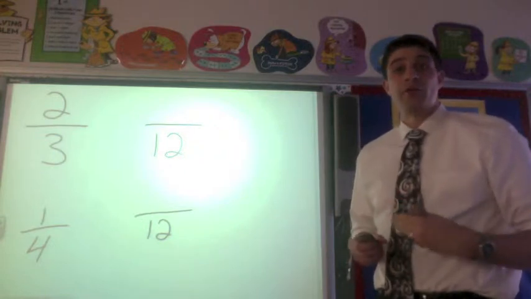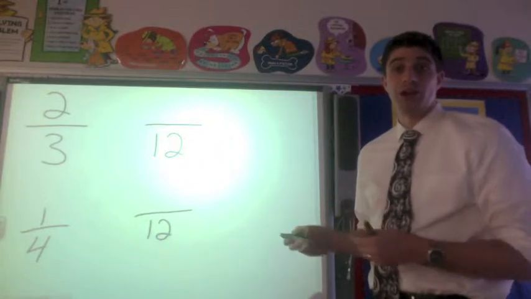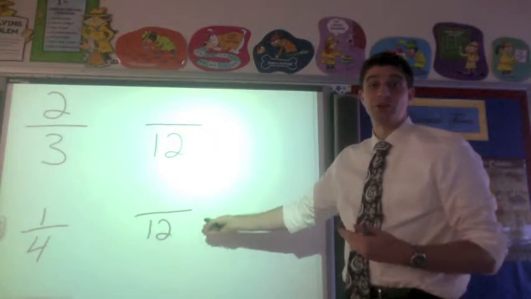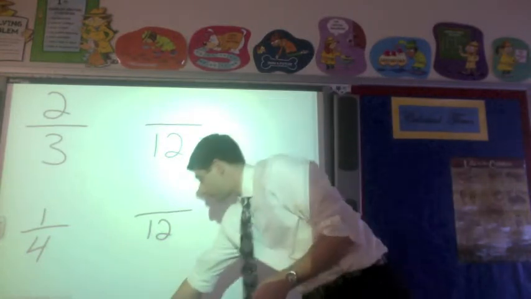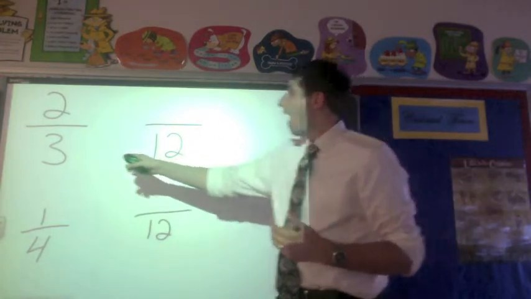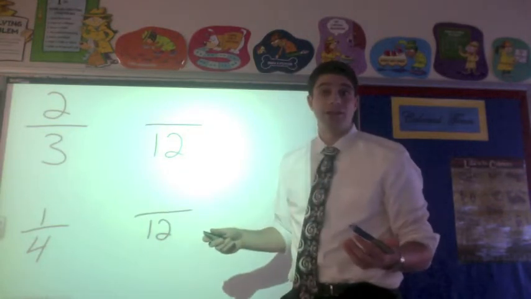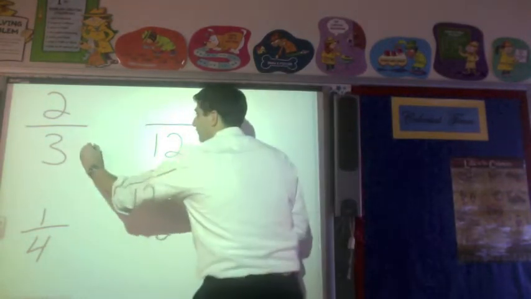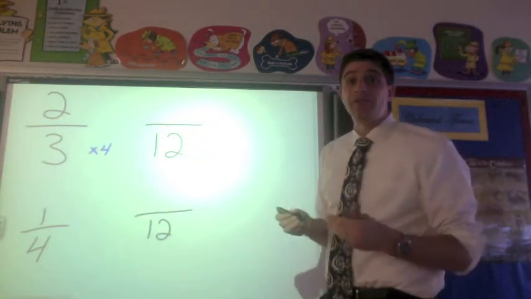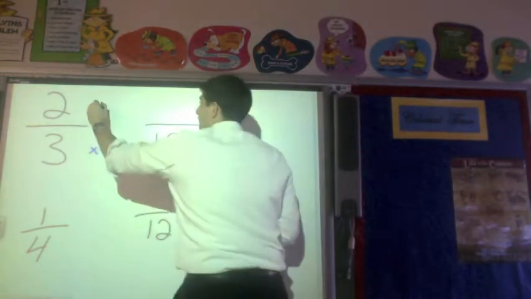Now, on this slide, I've already created our next step. I wrote down our original fractions, 2/3 and 1/4. I have in place our new denominators, 12. To find my new numerators, I have to see, how do I go from 3 to 12? I have to multiply by, you guessed it, 4. Whatever I do to my denominator, I have to do to my numerator. I multiply by 4, I have to multiply by 4.